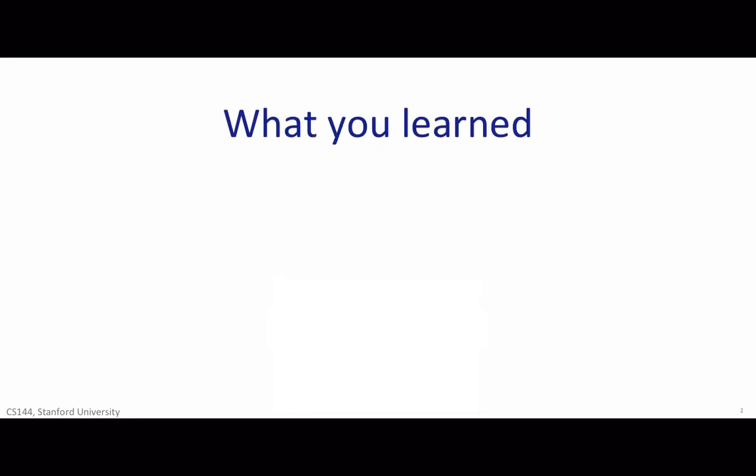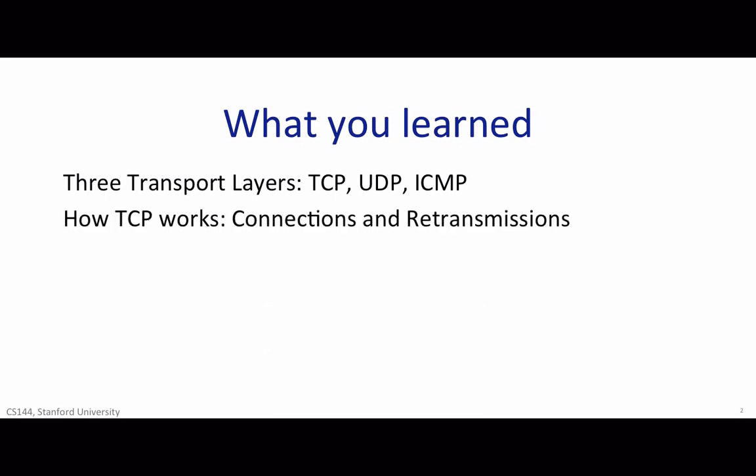In this unit, you studied 5 main topics. 1. 3 widely used transport layers. TCP for reliable delivery of a byte stream between applications, UDP as an unreliable delivery of datagrams between applications, and ICMP as a way to detect when things go wrong. 2. How TCP works, with a particular emphasis on how it reliably delivers bytes between 2 applications.